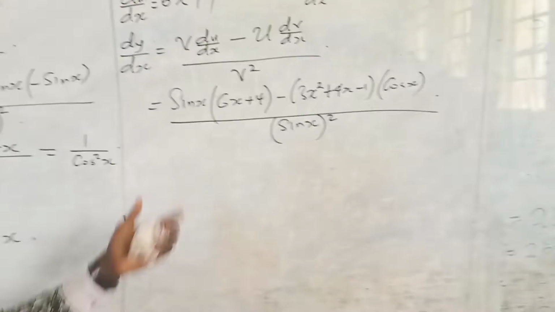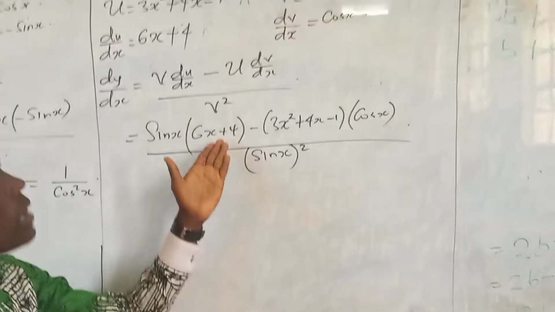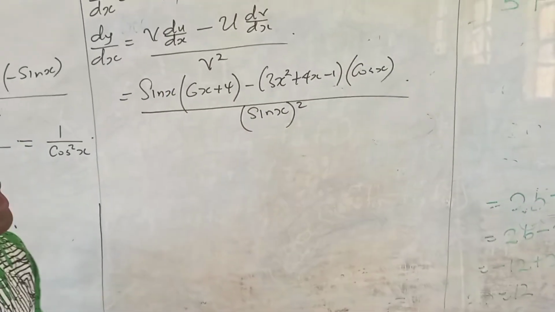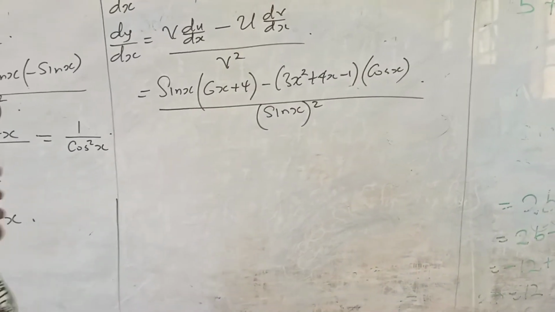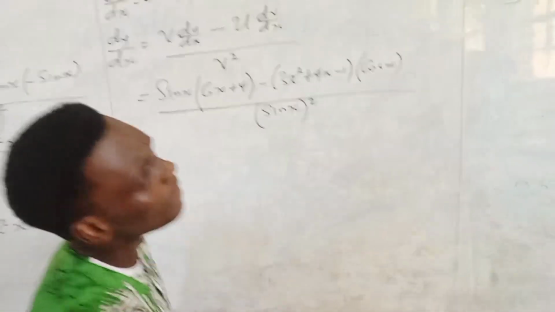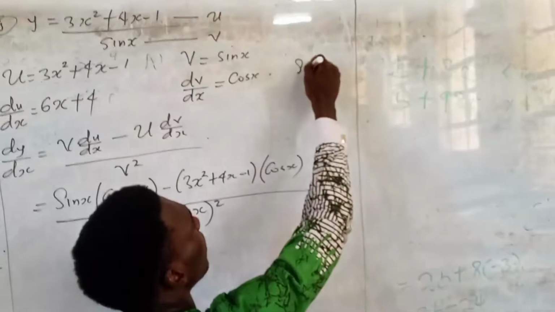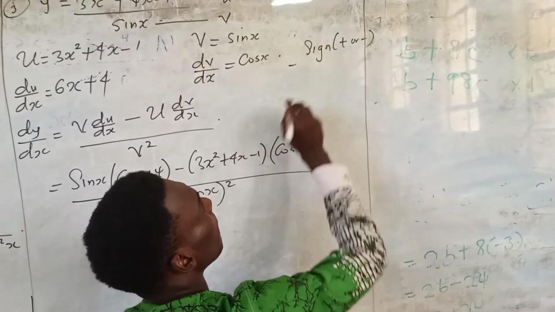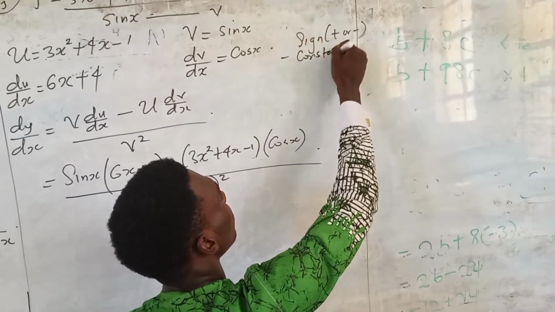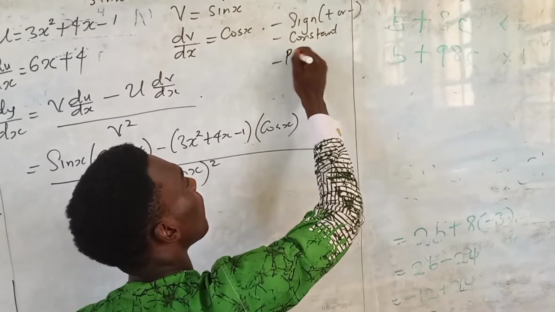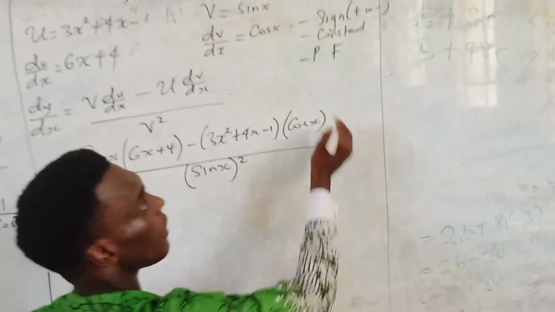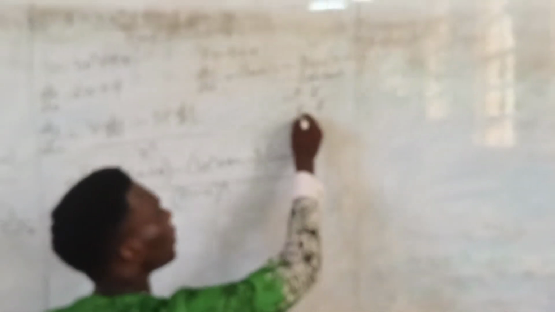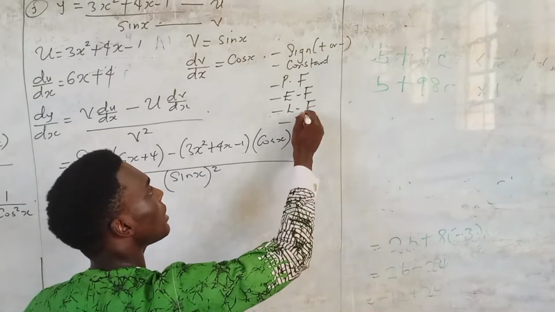Now, in this case where we are seeing trig function and a polynomial function, most students find it difficult to know what to do from here. And I made it so easy in the previous video that we have to arrange. And the arrangement pattern is very simple. We said the first thing that comes is a sign, which is plus or minus. Then followed by your constant. Then followed by the power function, which is represented as pf. Then followed by the exponential function, which is represented as ef. Then followed by the logarithmic function, and lastly the trig function.